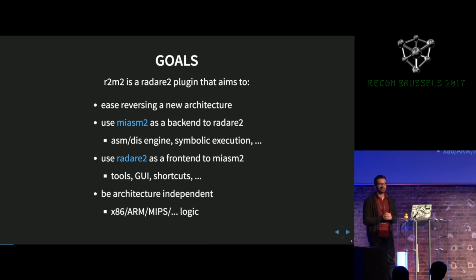So the goal of r2m2 is to ease reversing a new architecture by using Miasm as an assembly or disassembly engine, and also using the symbolic execution feature of Miasm. And the goal of this tool is also to bring R2 features to Miasm, for example, the graphical interface, shortcuts and tools, and so on. And because I'm not, let's say, a reverse engineer, I want to keep all of the smart parts, the assembly logic, into Miasm.